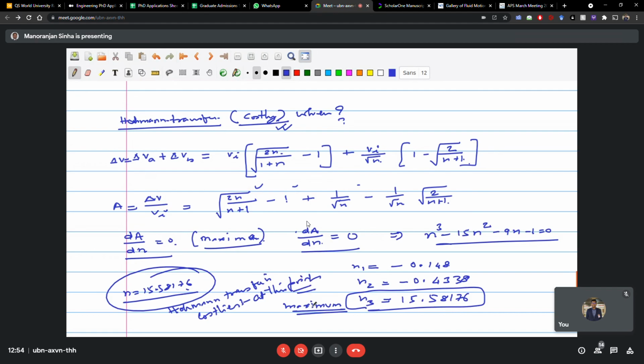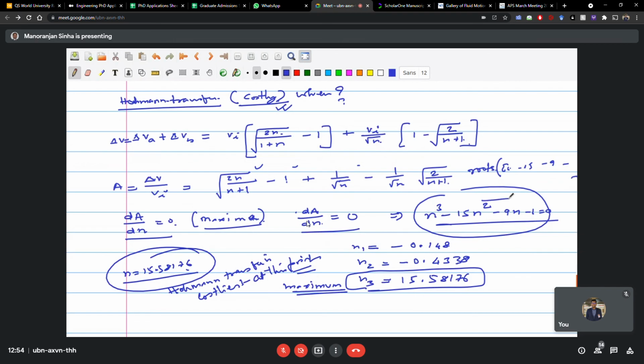So we'll continue in the next class. The solution to this you can get in MATLAB. There is a roots command, the roots of the polynomial. You have to give it in the matrix format, 1, minus 15, minus 9, minus 1. It will give you the roots of this polynomial.